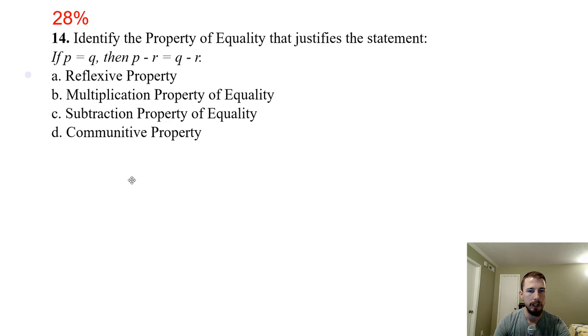Number 14, identify the property of equality that justifies a statement. So they're actually already telling you that it's a property of equality, so that's kind of helpful. So we're starting out with P is equal to Q, then P minus R is equal to Q minus R. So what happened? What did we do to both sides? So we started with P and Q, and now we have P minus R and Q minus R, and they're still going to be equal. So what we're doing is we're subtracting R from both sides, so that would be the subtraction property of equality.